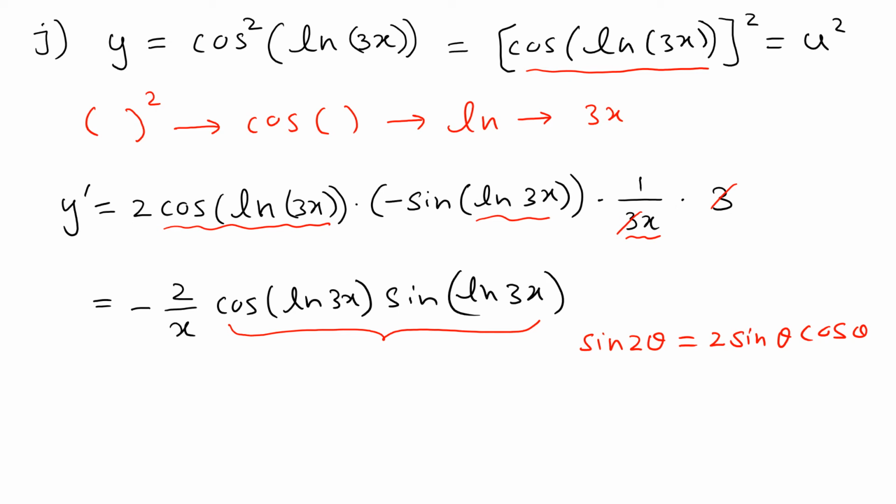So what will happen is you double the angle. Because of that, we can rewrite this one, taking the 2 in, simply 1 over x. You can write this one as sine, and then you double what is inside. So it is 2 times ln 3x. So that's what you get. That's the answer for the derivative after simplification. Okay, so let's look at the next one.